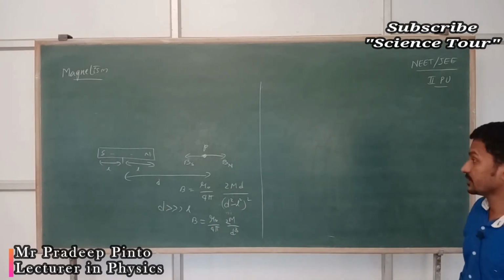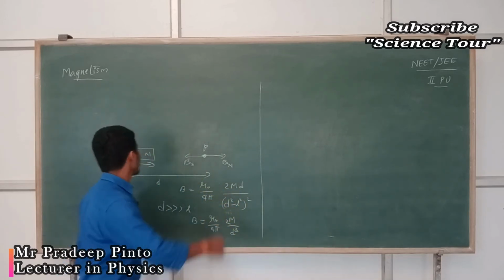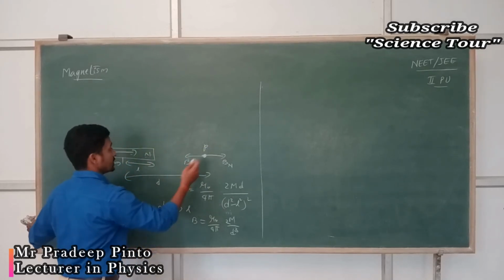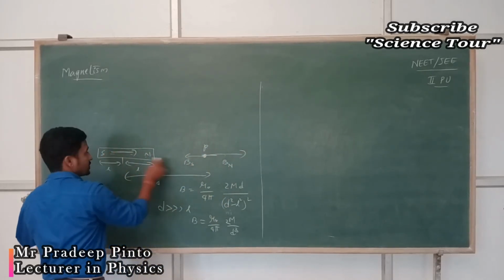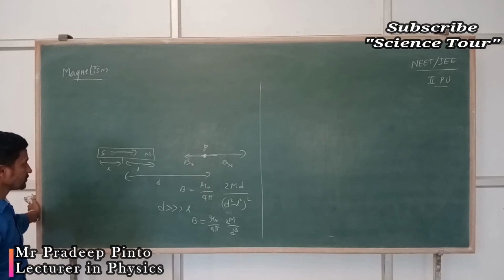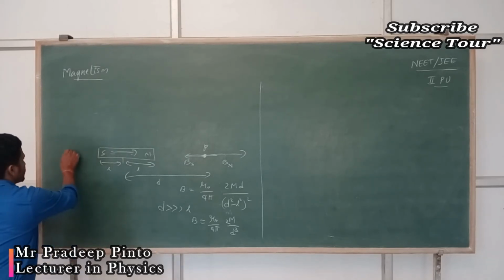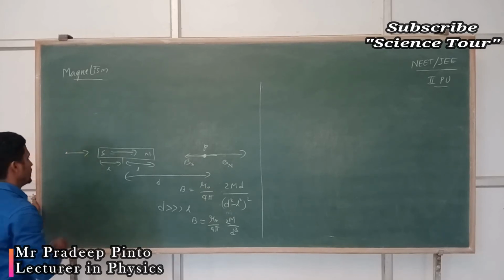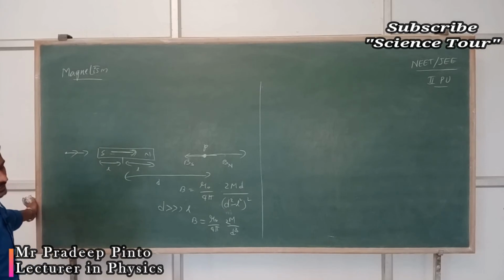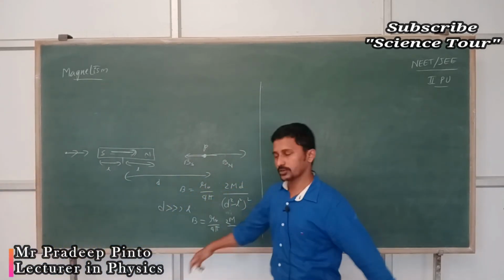The direction is the same as that of the magnetic moment. What is the magnetic moment? The magnetic moment is from south to north. Here the effect because of the north is maximum, and the effect because of the south is less. So the total net field is in the same direction as the magnetic moment. Wherever on the axis, the magnetic field will be in the direction of the magnetic moment. These are the approximation considerations.